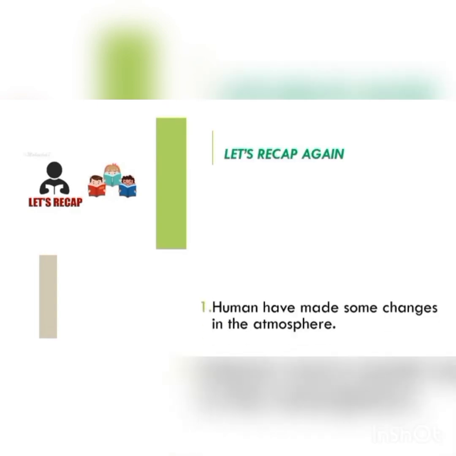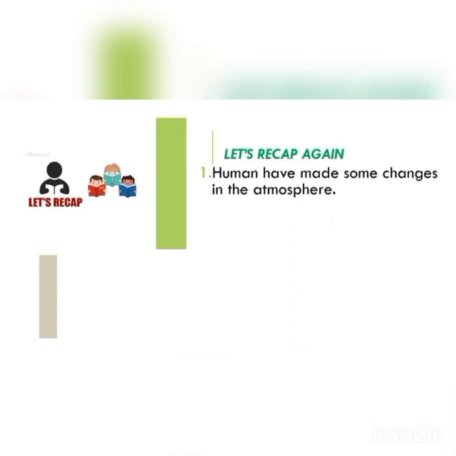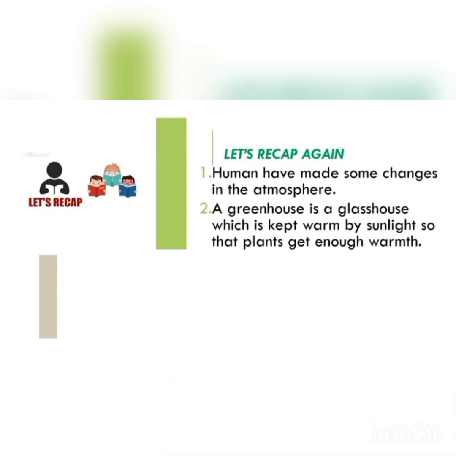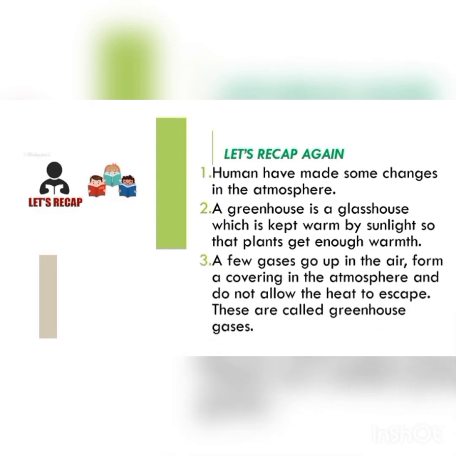So let's recall the chapter. First, humans have made some changes in the atmosphere. Second, a greenhouse is a glass house which is kept warm by sunlight so that plants get enough warmth. Third, a few gases go up in the air and form a covering in the atmosphere and do not allow the heat to escape. These are called greenhouse gases.